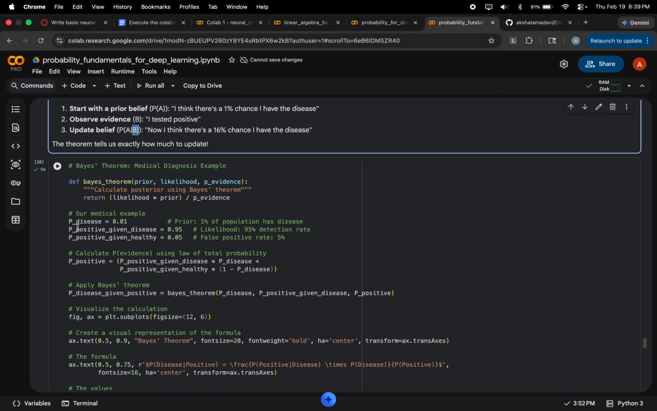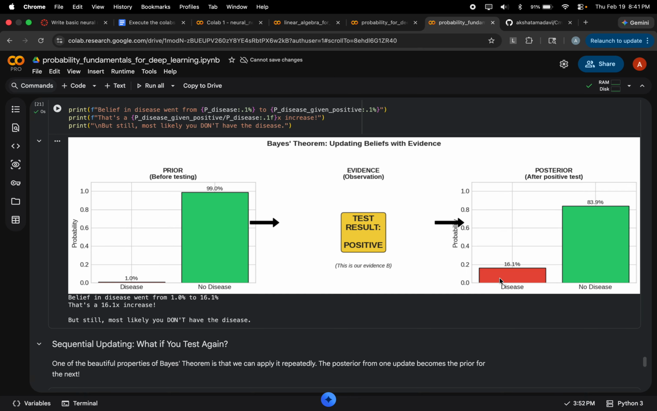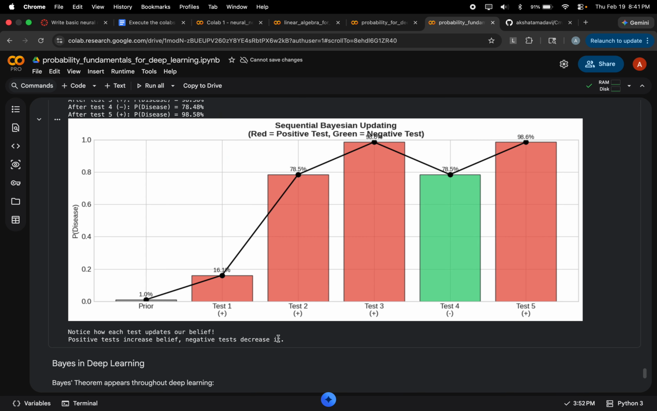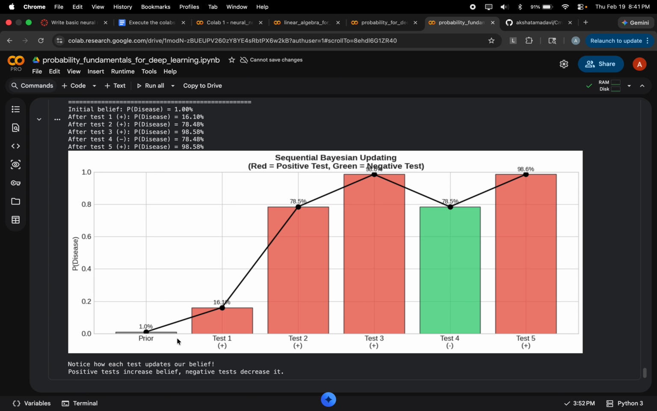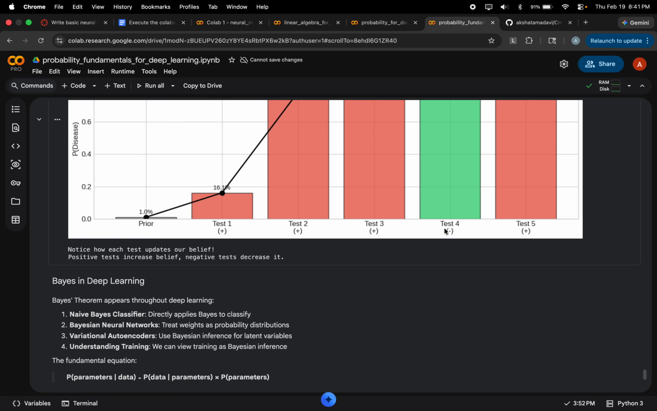Let's see the probability. Earlier it was 1% and no disease was 99%. But as we got the evidence, which was the test result, which came out positive, the chances of disease increased and no disease decreased. So this is how Bayes' theorem helps you update the weights based on evidence. When the test is positive, you can see the probability of disease increasing. When the test came negative, it decreased from 98% to 78%. And when the test again came positive, it again increased. So a positive test increases belief and a negative test decreases it.